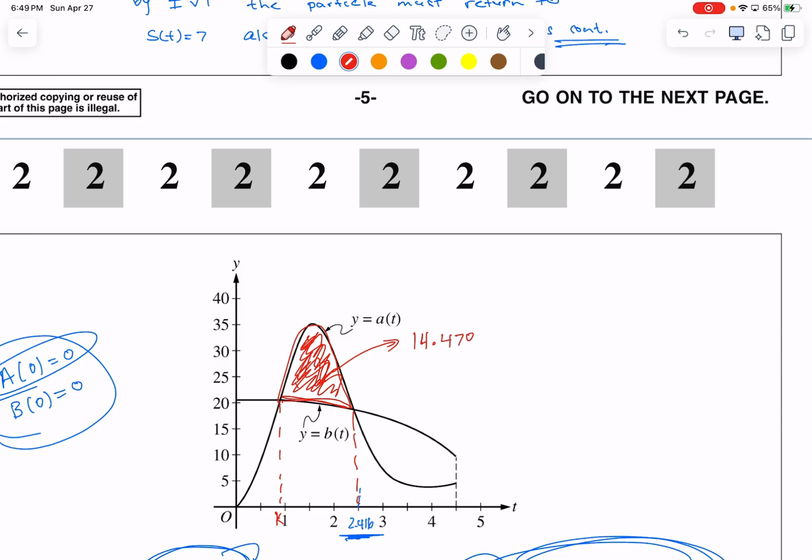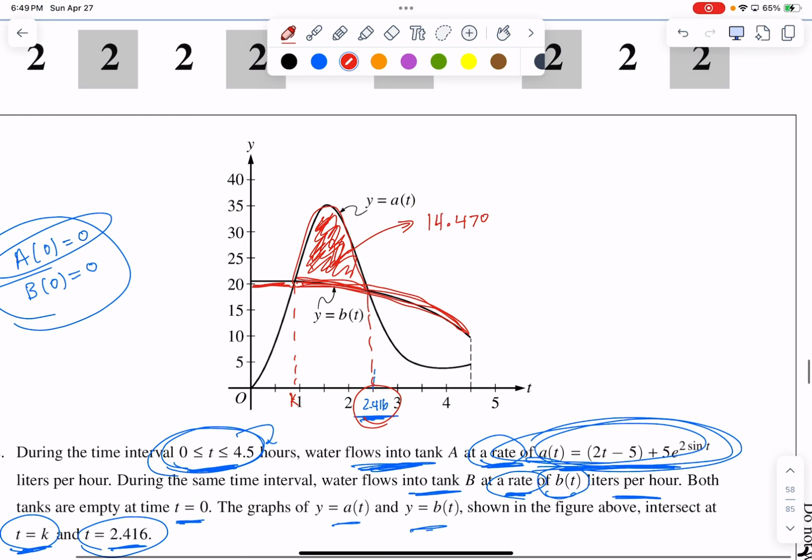But their question is how much water is in the tank at 2.416? They just want to know how much is in tank B. The problem is we couldn't figure out how much was in tank B because I don't know this part of the equation. They didn't tell me that part of the equation. They did tell me the part of the equation from 0 to K. What was the equation for tank B from 0 to K? 20.5, right? So I can find that area under the curve, can I not? That's just that rectangle. It's the integral from 0 to K under 20.5.